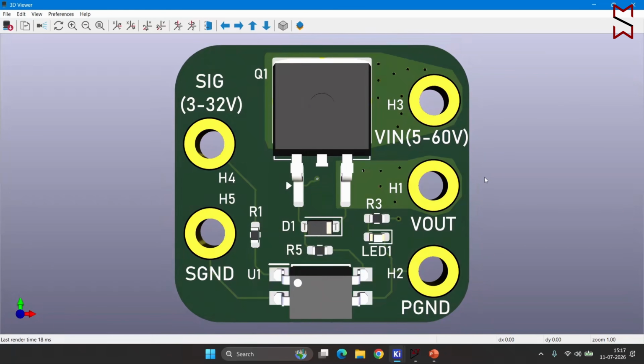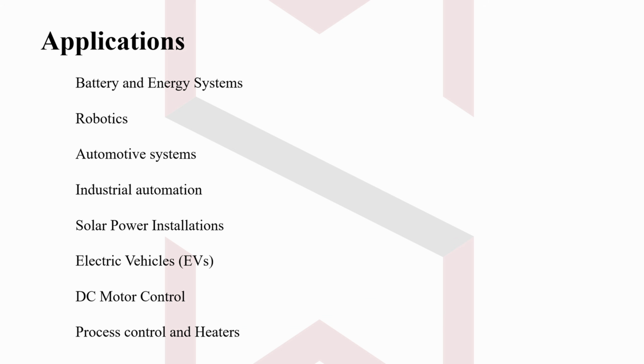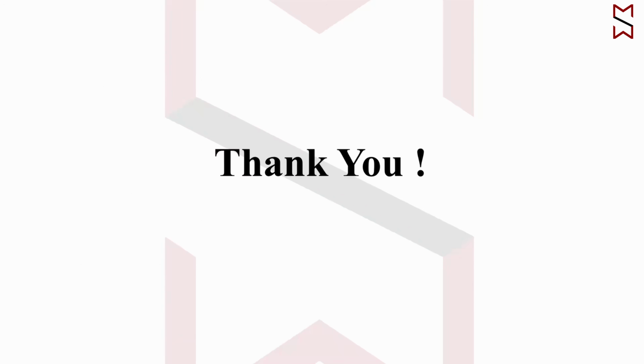That's it. Coming to the applications of SSR, this has been widely used in battery and energy systems, robotics, automotive systems, industrial automation, solar power installations, and electric vehicles to turn on and turn off the loads, DC motor control, process control, and heaters. That's it.